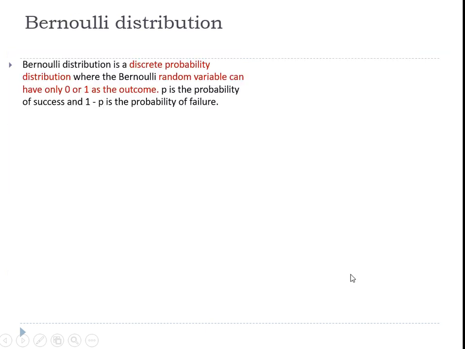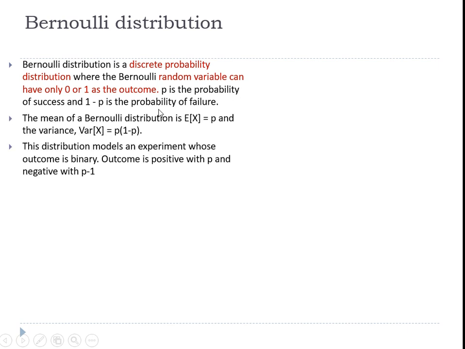So coming to the next one, Bernoulli distribution. Bernoulli distribution is also a case of discrete probability distribution, but the difference here is that the Bernoulli random variable can only have two outcomes, 0 and 1, where p represents the probability of success and 1 minus p represents the probability of failure. Here also we can calculate the mean and variance. The mean of the probability distribution, E of x, is equal to p and the variance is p into 1 minus p. So basically this distribution models an experiment whose outcome is binary.